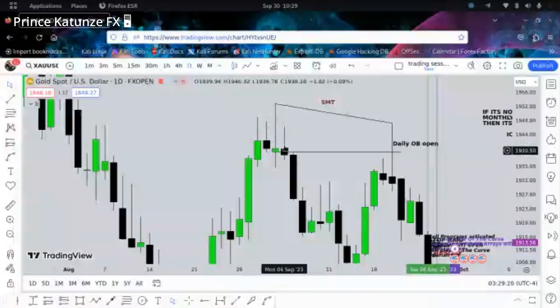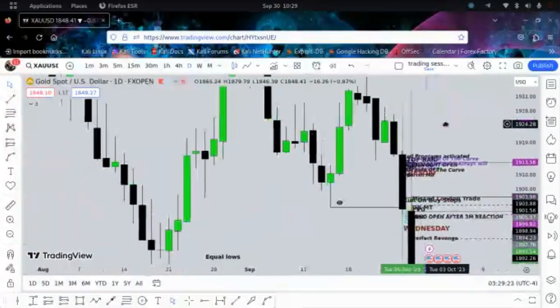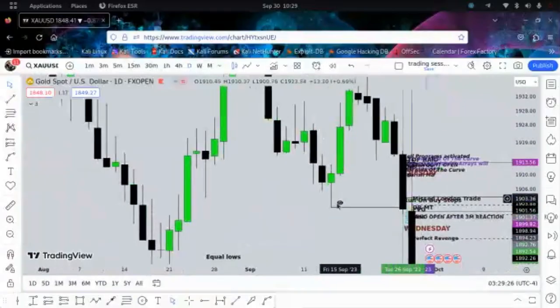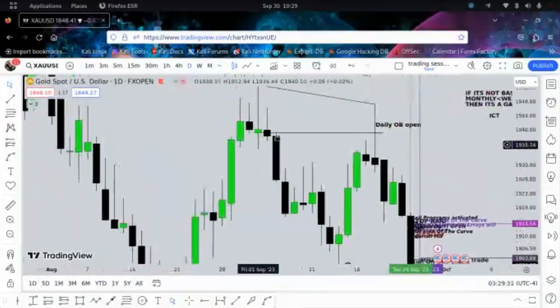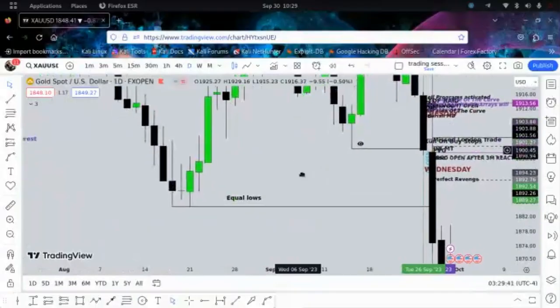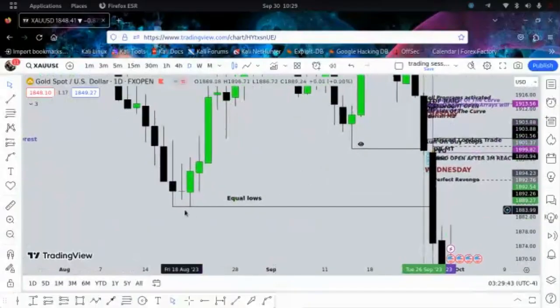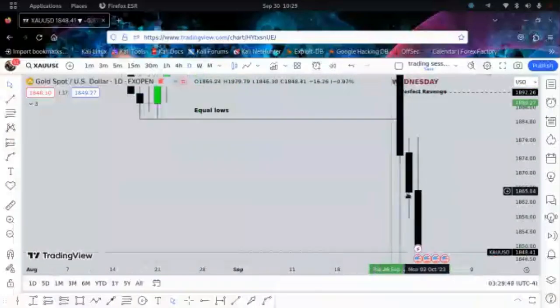So when price failed and gave us the failure swings, what was our next draw on liquidity? This swing high, this swing low. Because remember, the low is from internal to external. So our next draw on liquidity was this swing low. We also had other points of interest like these equal lows on the daily, and also this weekly FVG. It was around here.